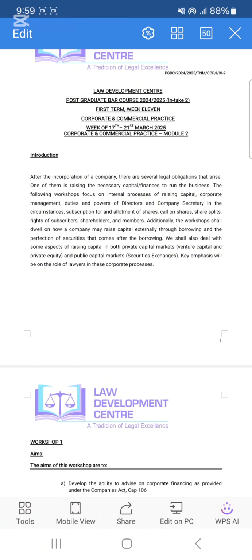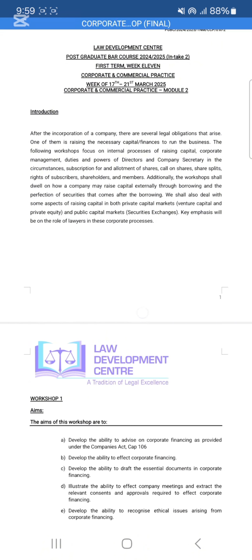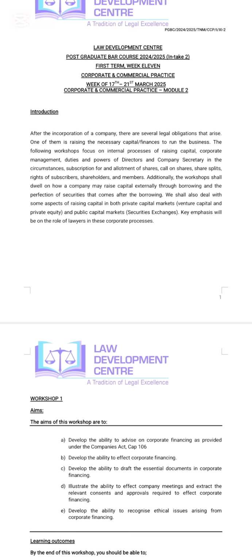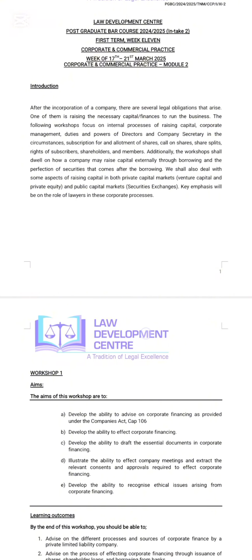So after the incorporation of the company, there are several legal obligations that arise. One of them is raising the necessary capital to run the business. So as far as this workshop is concerned, we shall be looking at how you raise capital. The following workshops focus on the internal process of raising capital, corporate management, duties and powers of directors and company secretary, in the circumstances, subscription for allotment of shares.